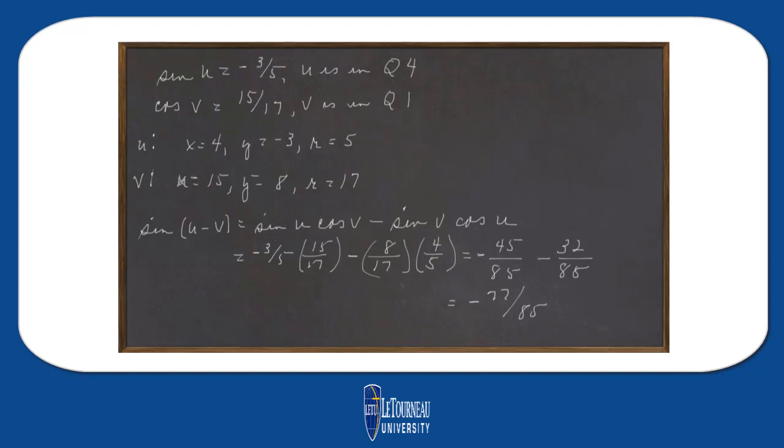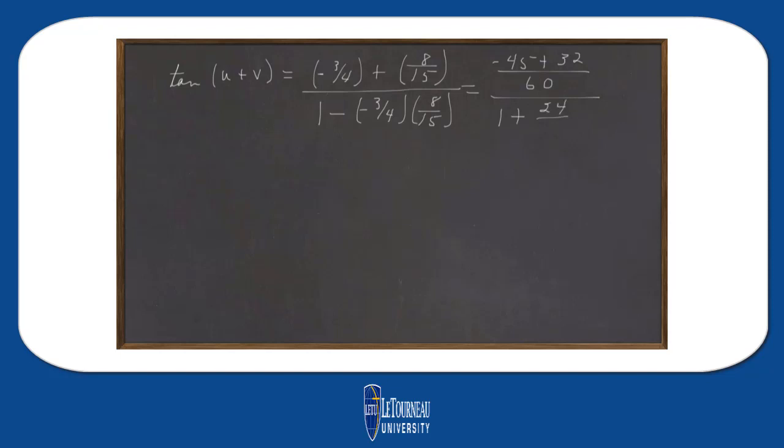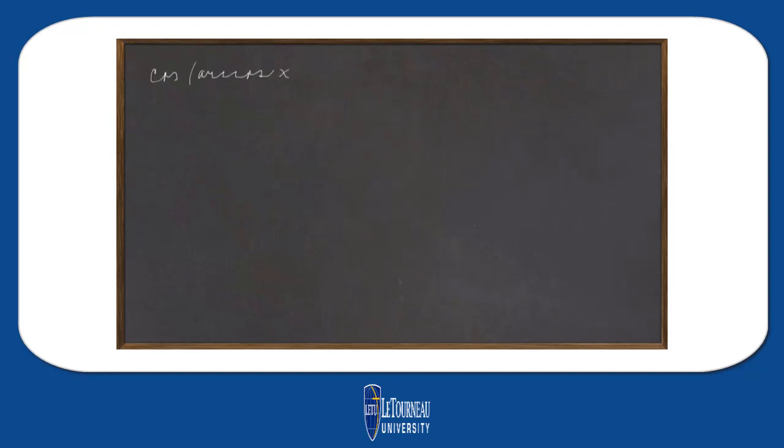All right, let's do another one here. Tangent of u plus v equals minus 3/4 plus 8 over 15. In other words, we found the sine of u minus v, and now we're at the tangent of u plus v. So substituting into that formula that was on the first slide, and hopefully you've copied them down somewhere, being very careful of your arithmetic here, because otherwise we get in a bind. We get minus 13 over 84.